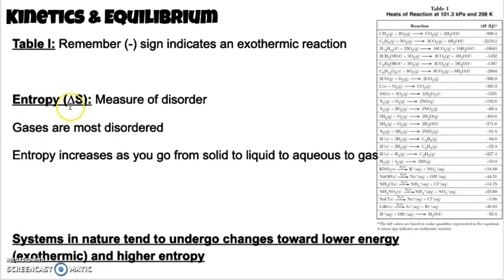Next, we talked about entropy, which is a measure of disorder or randomness. Gases are the most disordered. Solids are the least disordered. Entropy increases as you go from solid to liquid to aqueous to gas. Solids having the least entropy, gases having the most. And finally, for kinetics, systems in nature tend to undergo changes towards lower energy, making them more stable, but higher entropy, meaning more disorder or randomness.